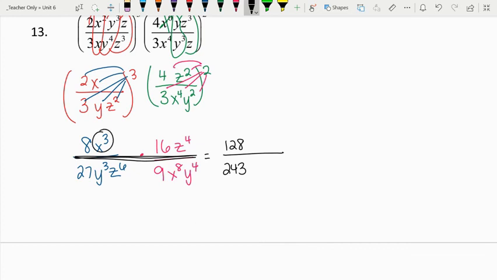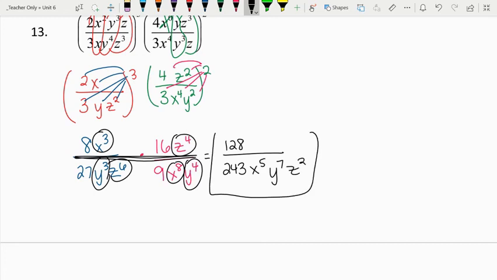If we have x to the third and x to the eighth, that's going to be x to the fifth in the denominator. We can also combine our y's, y to the third, y to the fourth, gives me y to the seventh in the denominator. And then we have z to the sixth and z to the fourth, which gives me z squared in the denominator. Now, if you're like me, that would bug me, so I'm going to move the 128 over. We don't have to.